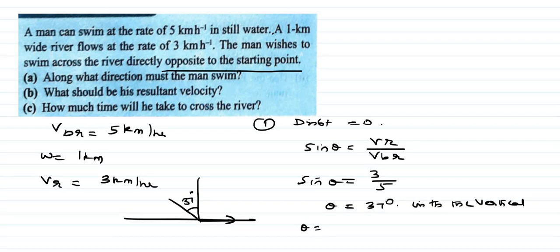So with respect to river flow, if you are writing it, 37 plus 90 is what? It is nothing but 127 degree you have to write. Correct? Is that clear? So 90 plus 37, it is 127 degree with respect to the river flow. Look at the options and you write it.